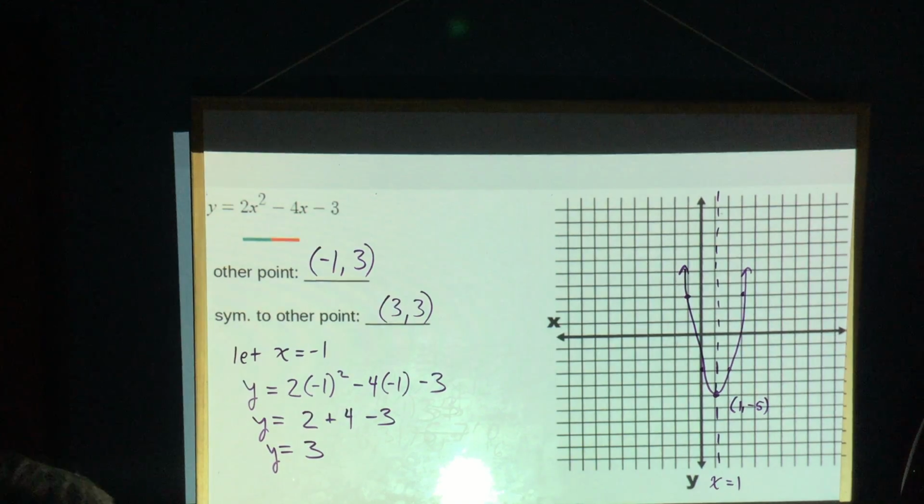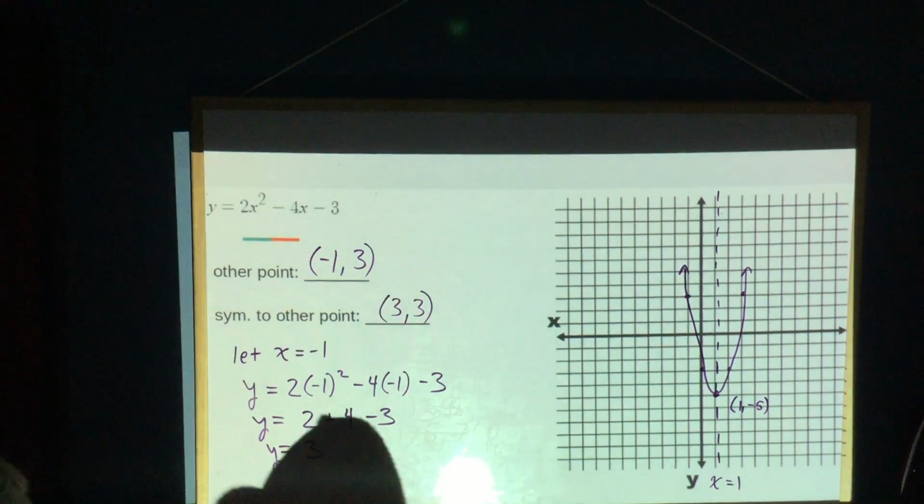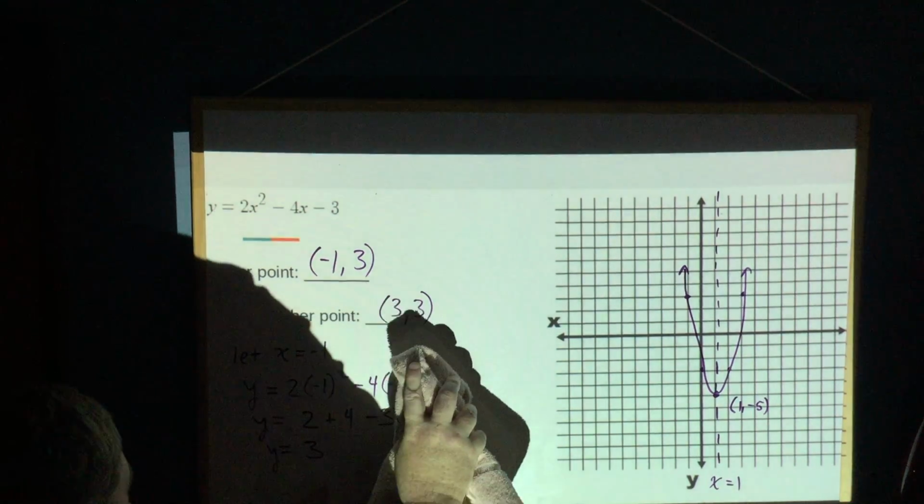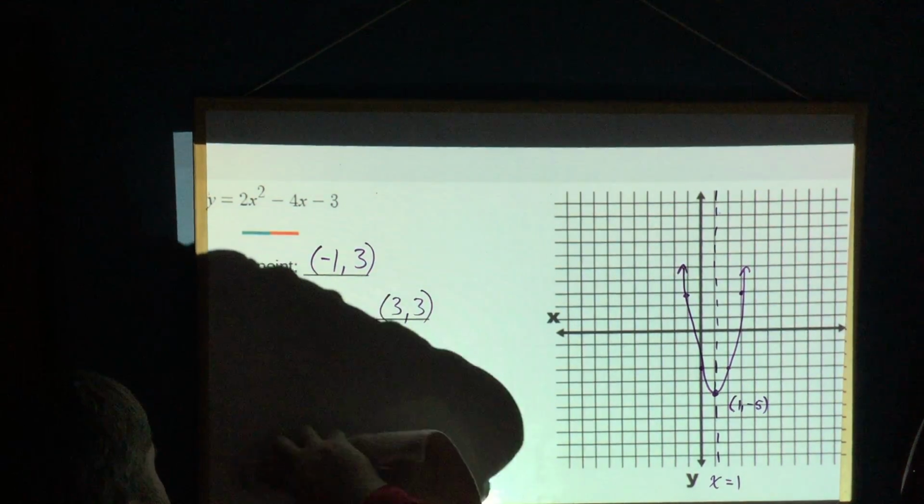A lot of steps. It's one of those things, though, that's just going to take a little bit of practice for you to get used to it.